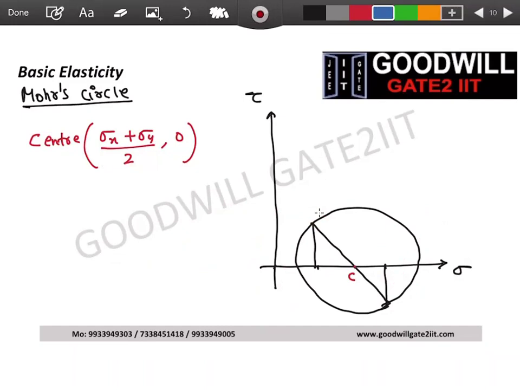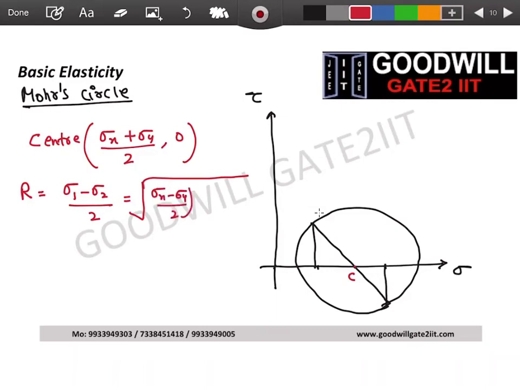All right, then we have seen how to calculate the radius of Mohr circle. If you recall, we have seen two formulas. One is with the help of principal stresses, or the other one is this under root formula, right? Square root of ((sigma x minus sigma y) divided by 2) whole square plus tau xy square. Use any one of the formulas to calculate the radius.